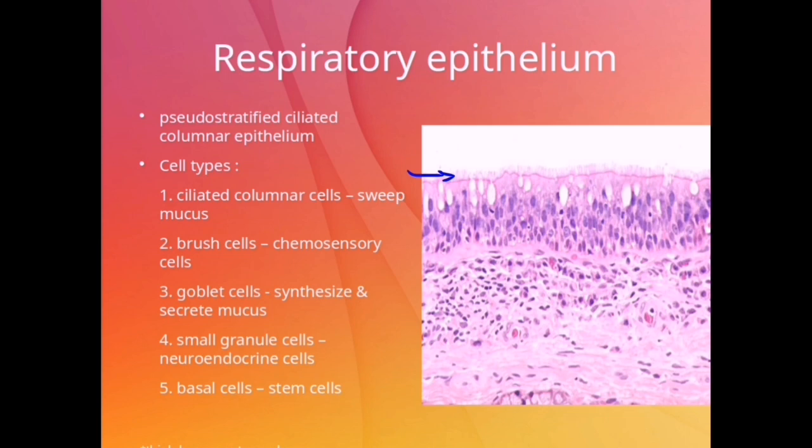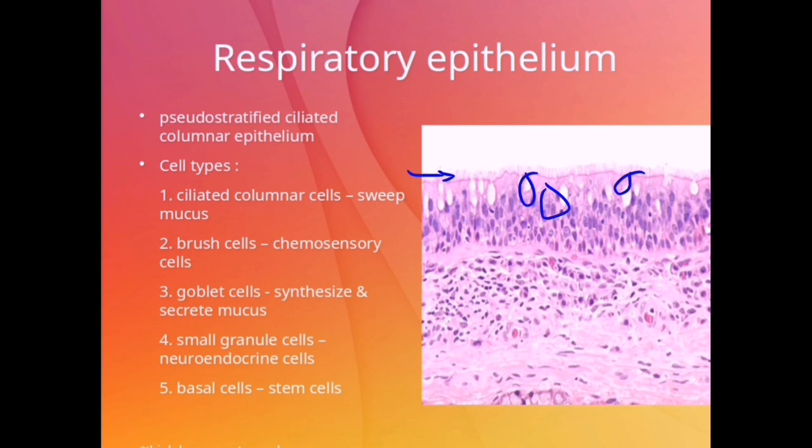Then we have the brush cells. These are chemosensory cells which are connected to a nerve ending on their basal surface, and they have microvilli on their apical part. We have goblet cells. This can be seen here as these clear cells. The goblet cells synthesize and secrete mucus, which lubricates the epithelial lining. It also traps dust particles and particulate matter in the inhaled air, and it also has an antiseptic function.